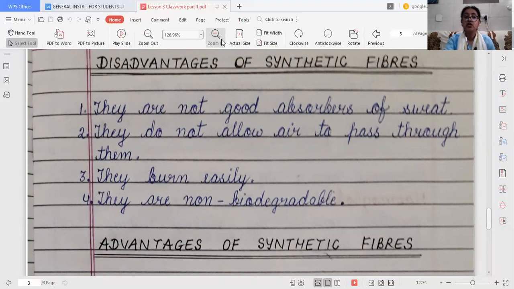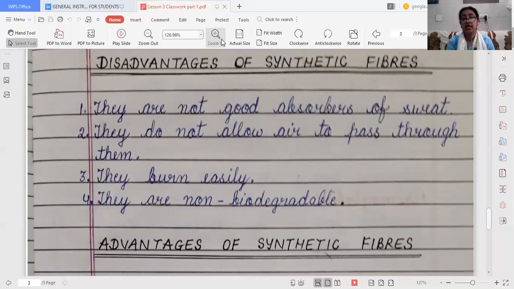Second disadvantage, they do not allow air to pass through them. That's why cotton is preferred during summer, because cotton is a natural fiber which absorbs water and also allows air passage. But the synthetic fibers do not allow air to pass through them. Third, they burn very easily. And when they burn, they melt and stick on the body of a person also. So that's the biggest disadvantage. They catch fire very easily. That's why it's always said, while doing work in a kitchen, never wear synthetic clothes.